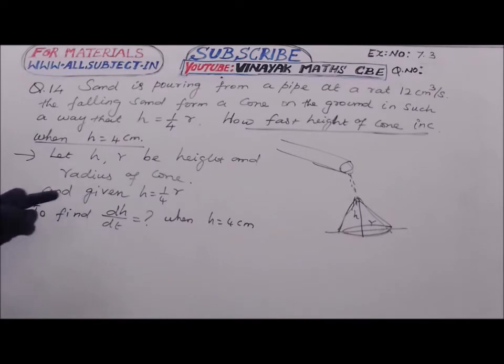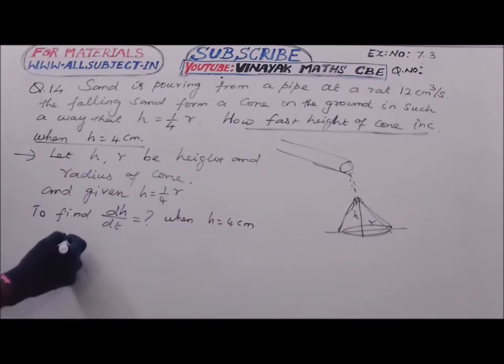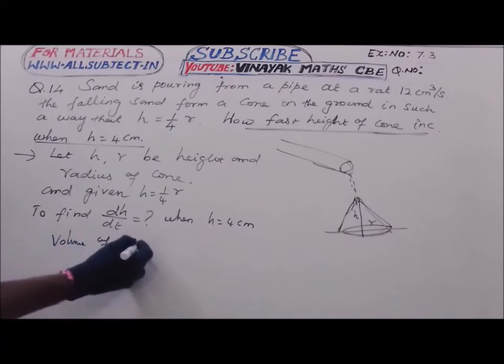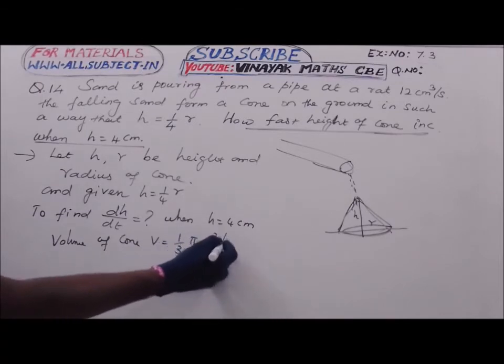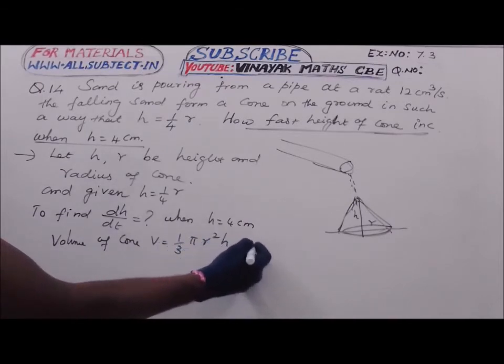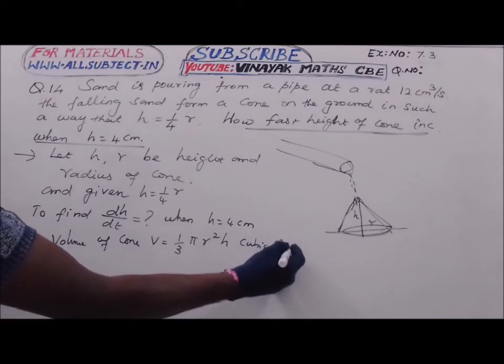Now here the volume of the cone is taken. Volume of cone V is equal to 1/3 pi r square h, in cubic units.